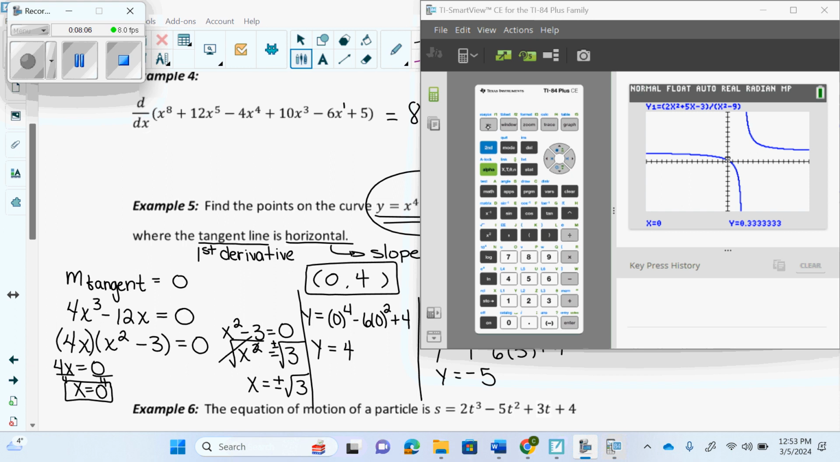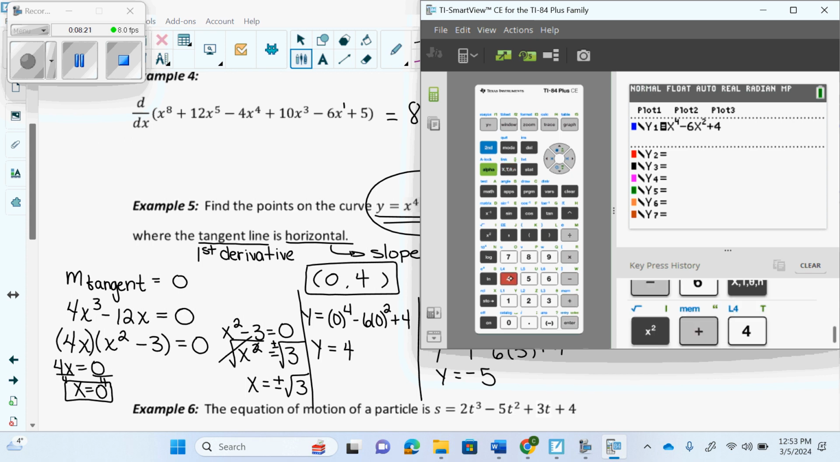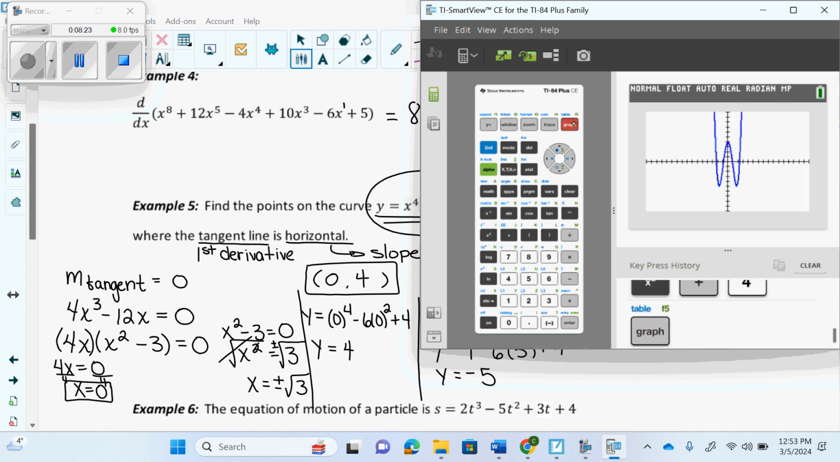Okay, so in our Y equals, we are going to have x to the 4. Can someone tell me what it is? Because mine starts. Minus 6x squared. Okay. Everyone paying attention? Okay, cool.